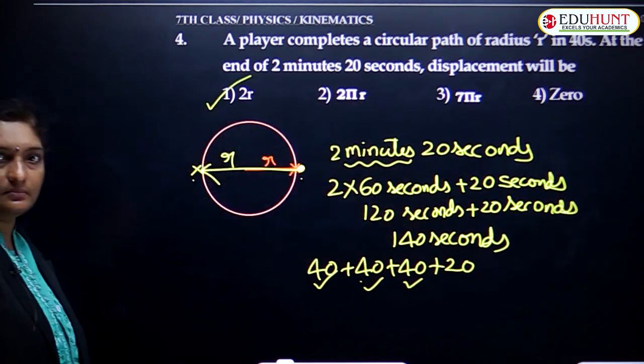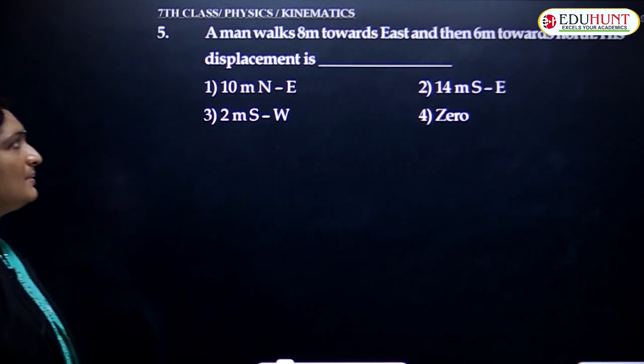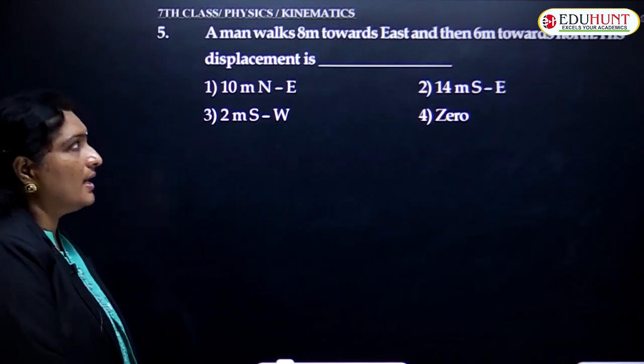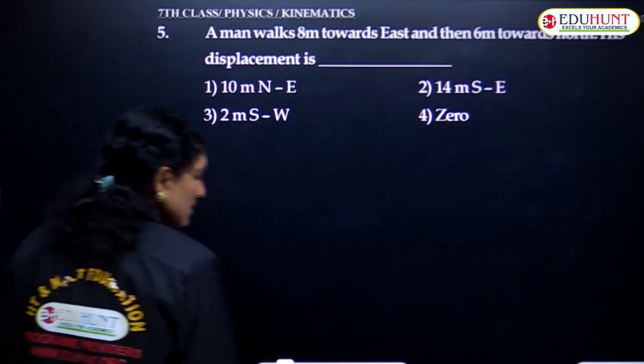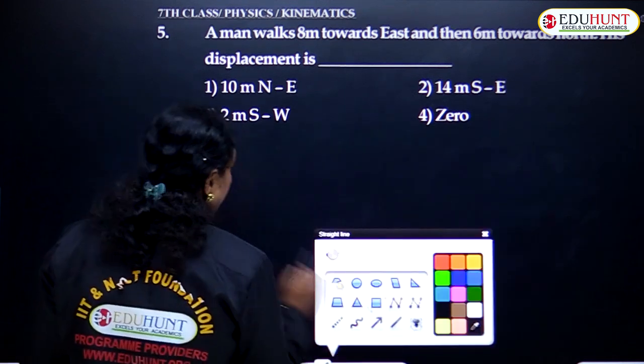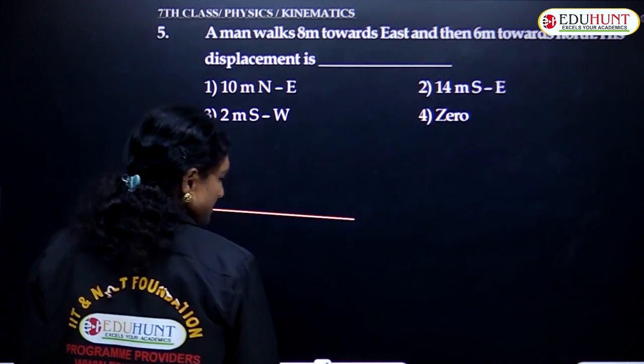So that is the final answer, 2R. Okay. Next, a man walks 8 meters towards east and then 6 meters towards north. I repeat, a man walks 8 meters towards east. This is your east direction.